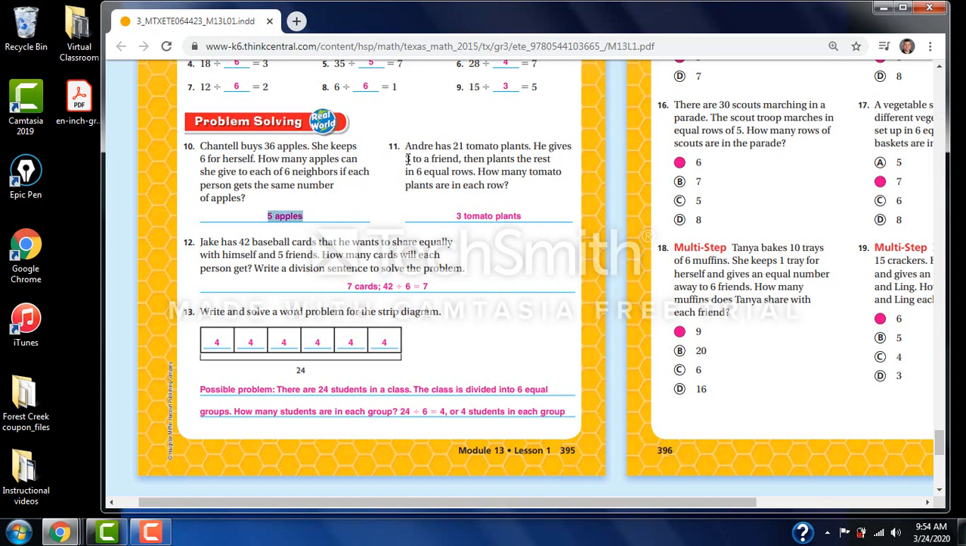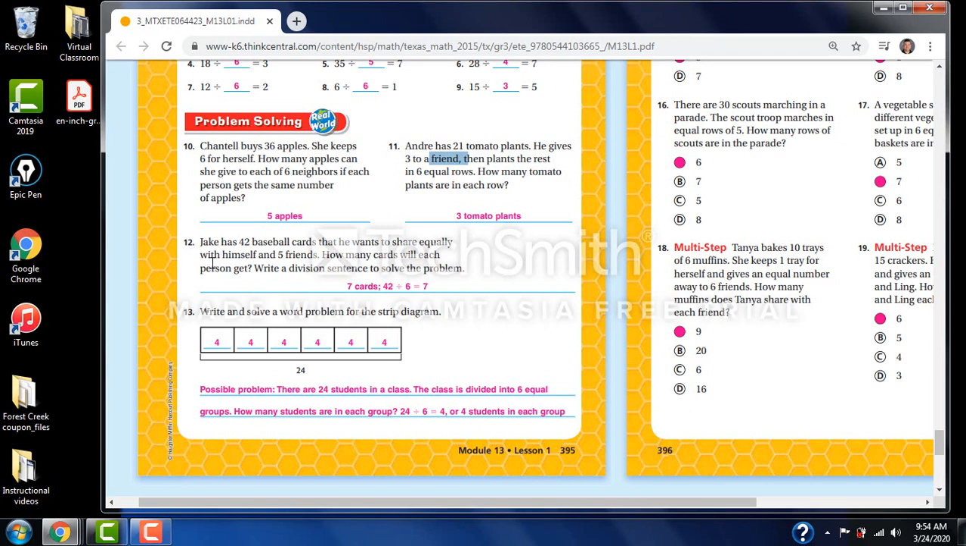Okay, Raneem, you're next. Andre has 21 tomato plants. He gives 3 to a friend. Then he plants the rest in equal groups. So 21, Raneem. She gives how many to a friend? 3. So what do you do? Very good, Raneem. You subtract 3 from 21. That gives you 18. And then 6 equal groups, so now you have 18 divided by 6 equals 3. The key is subtracting these 2 first. Nice work, ladies.